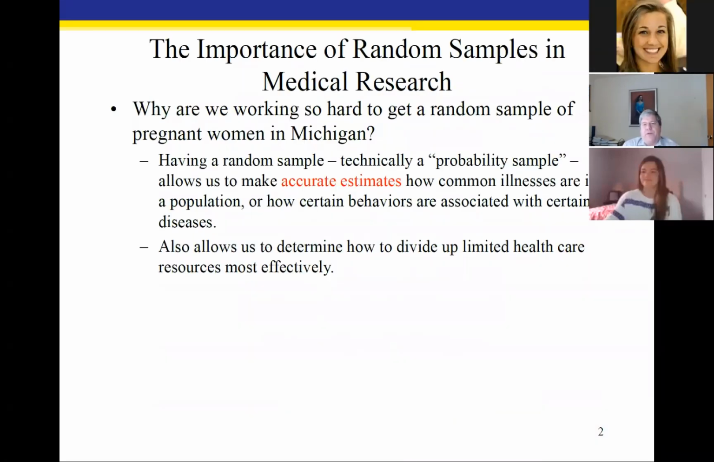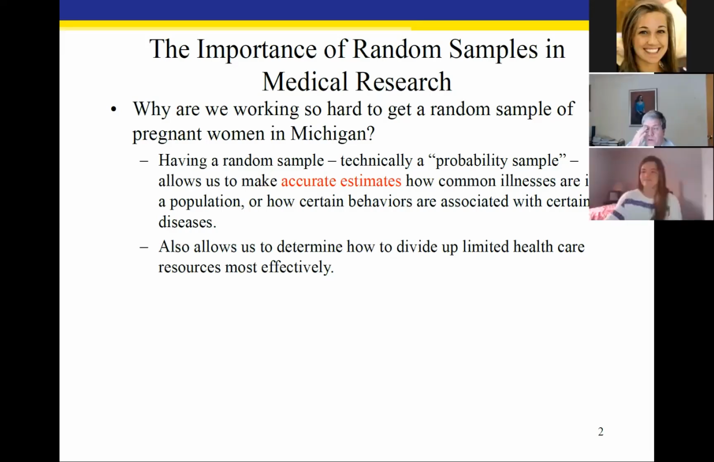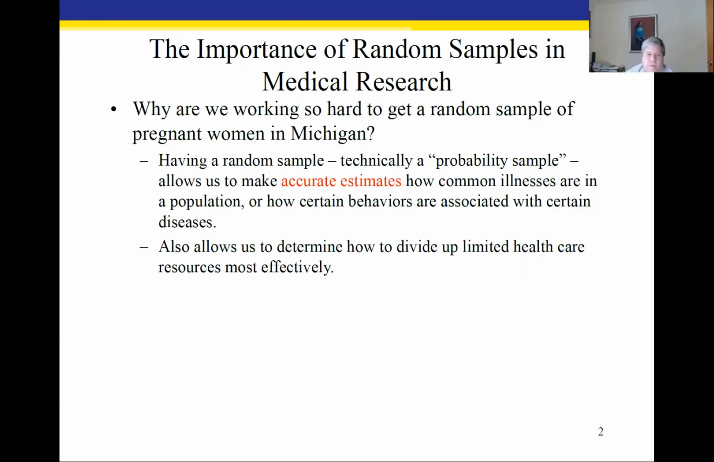So why are we working so hard to get a random sample of pregnant women in Michigan, right? I mean, we could have maybe picked some clinics where everybody would be really joyful to work with us and everything would be a lot smoother. But we're working in some clinics where it's a little trickier and there are very different groups of women we're working with and so forth. So the reason for this is that we've tried to come up with a random sample. The technical term is probability sample.